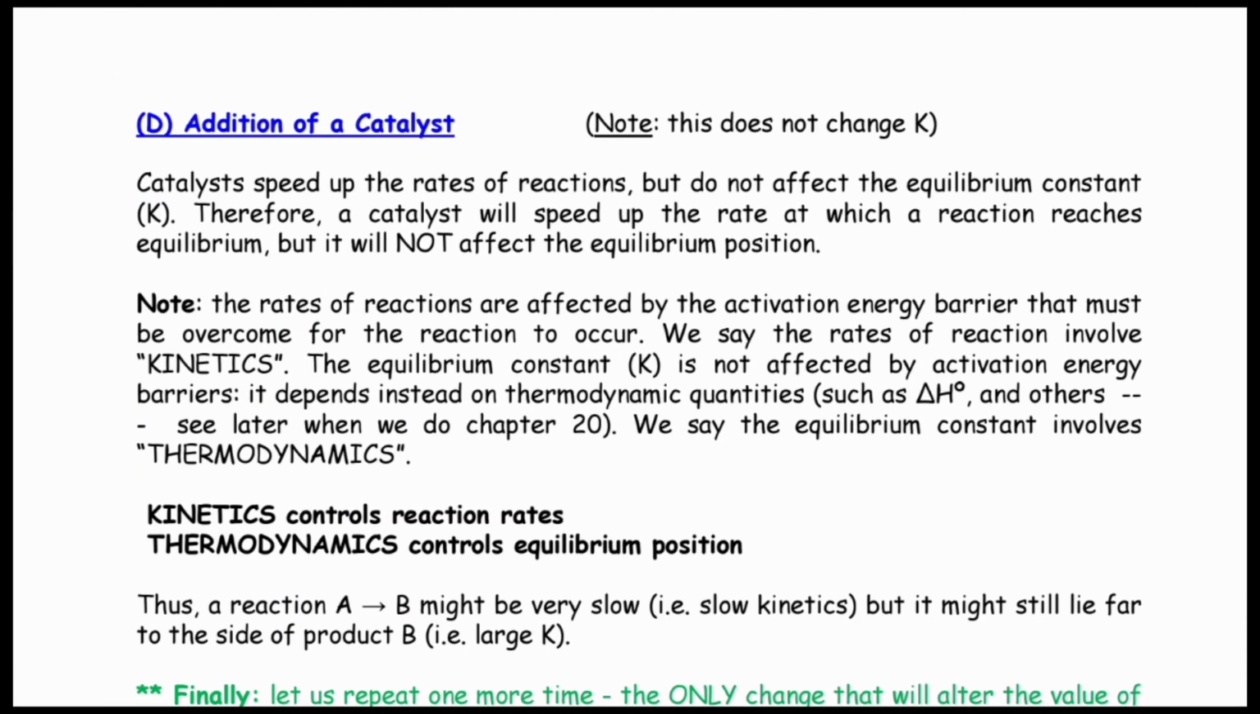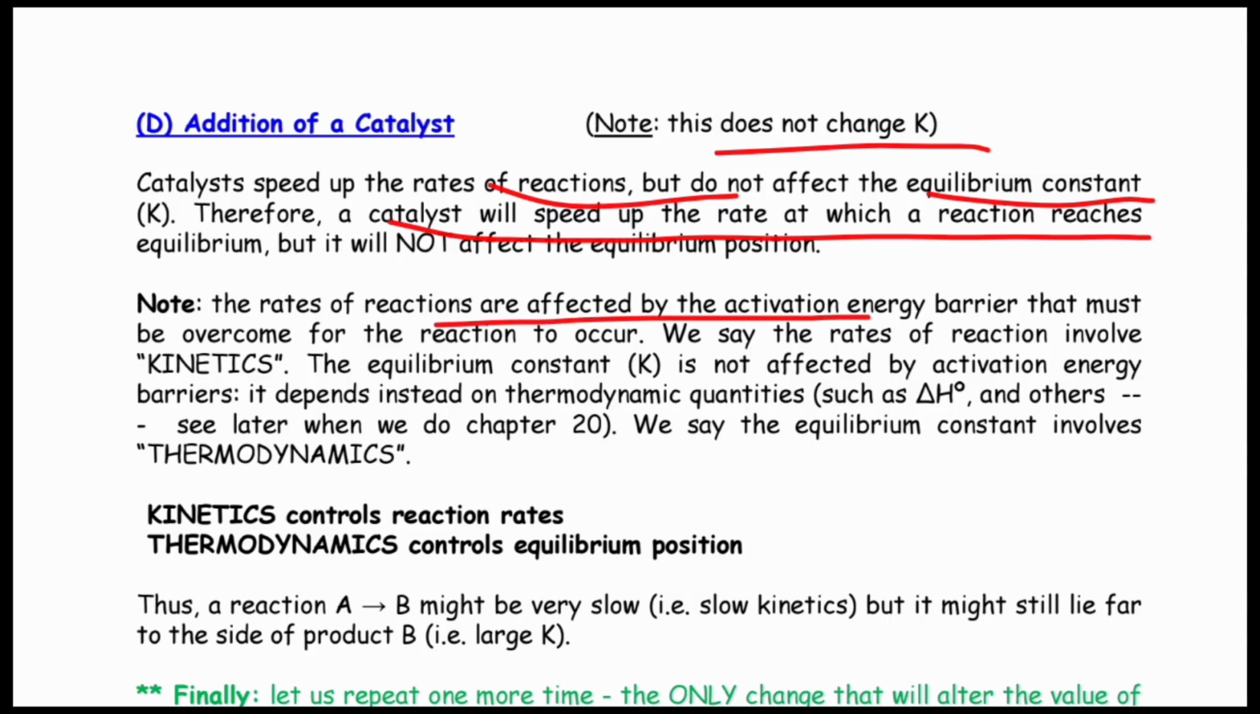Addition of a catalyst only speeds up the rate of the reaction but does not change K. It doesn't affect the equilibrium constant. A catalyst will speed up the rate at which the reaction reaches equilibrium. It doesn't affect the equilibrium position, okay. It acts on both the forward and reverse reactions.